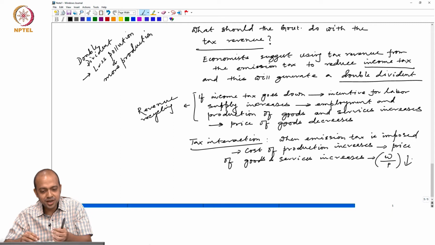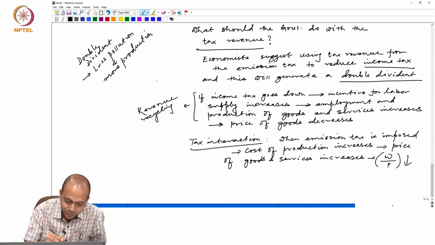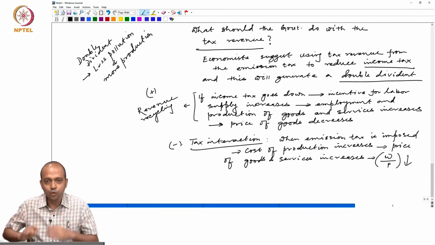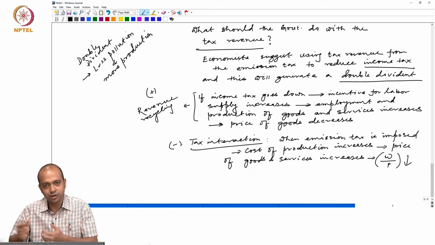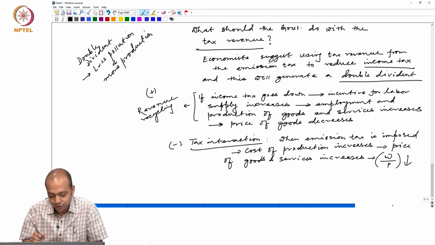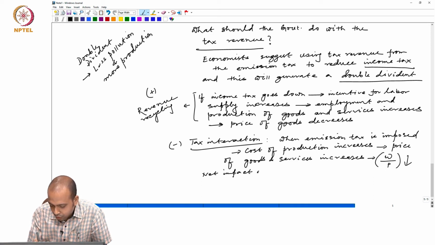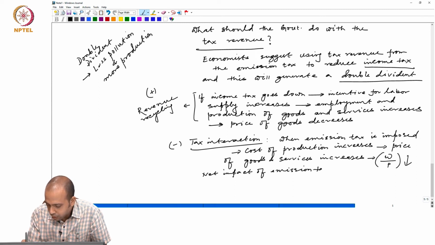And economists, they say that if you calculate the net effect, so that means this revenue recycling is the positive effect, and here it is a negative effect on the well-being of the laborers. That means well-being, general social welfare. And economists, they say that net impact of emission tax is actually negative.